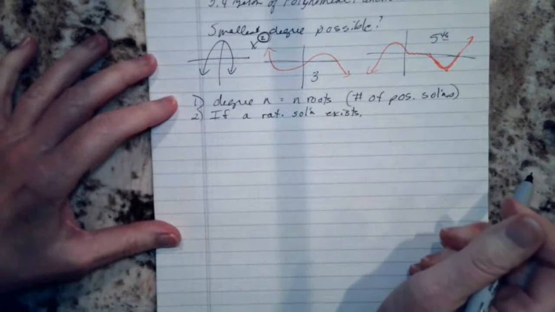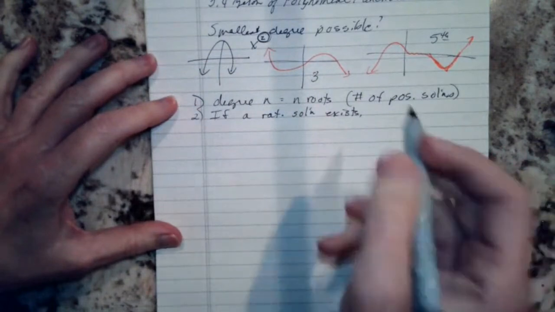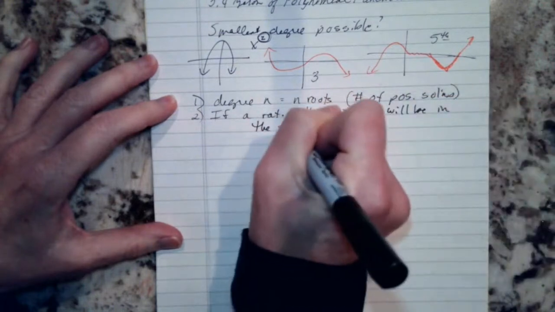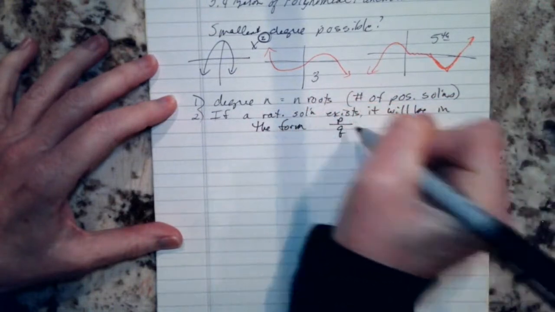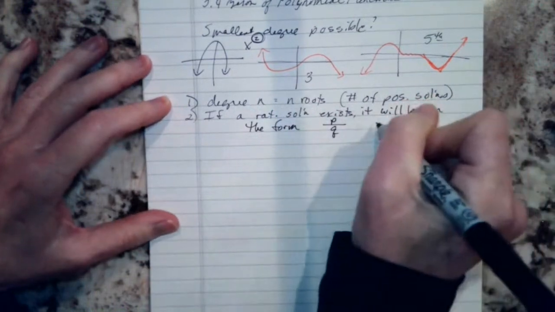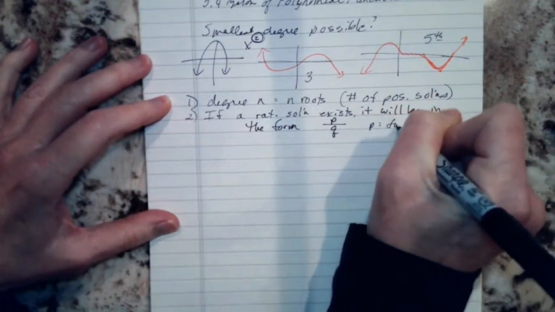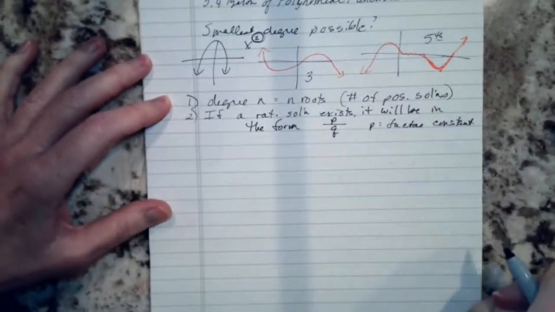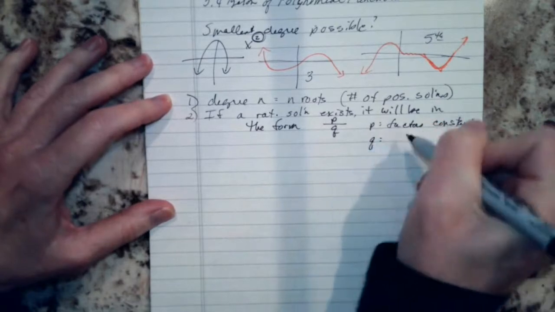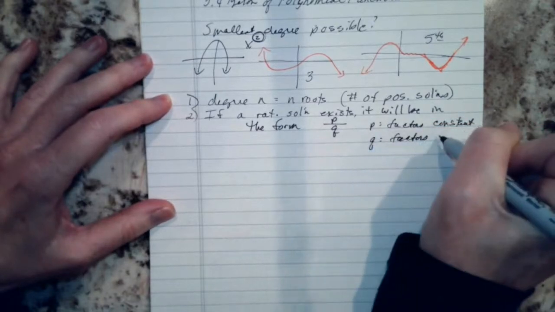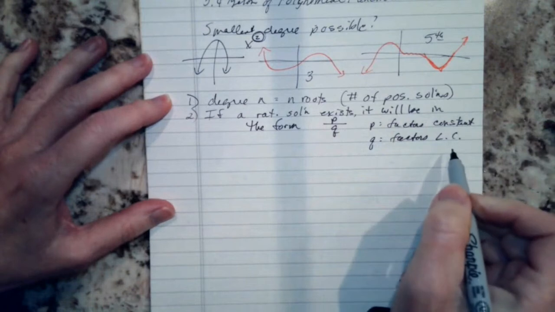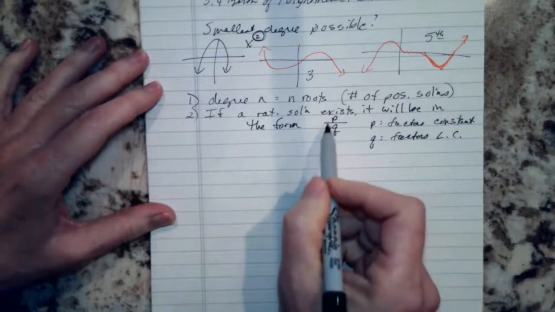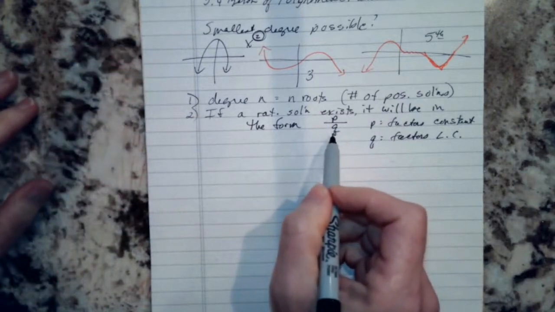So if a rational solution exists, it will be in the form P over Q, where P is the factors of the constant, and we're just about to play this game, so if you're like, what? Don't worry. And Q represents the factors of the leading coefficient. Leading coefficient, we've looked at that term before, but we're looking at it again. So it'll be in the form of a fraction, all the zeros that are possible.